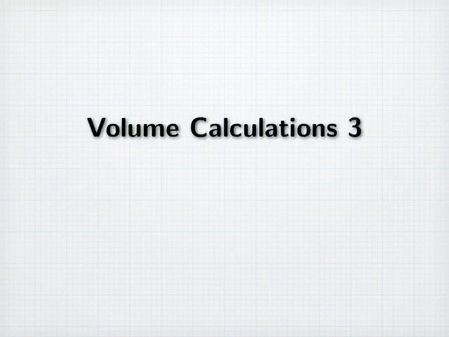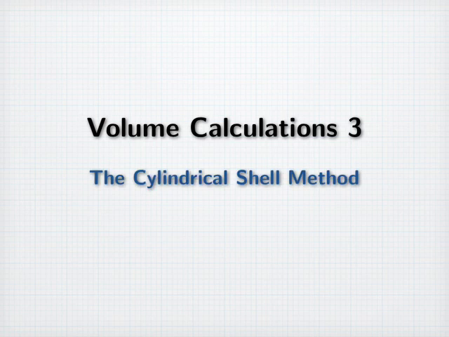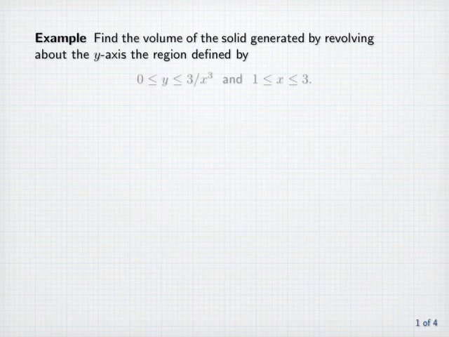Volume Calculations 3. The Cylindrical Shell Method. Example. Find the volume of the solid generated by revolving about the y-axis the region defined by y greater than or equal to 0 and less than or equal to 3 divided by x cubed, and x between 1 and 3.